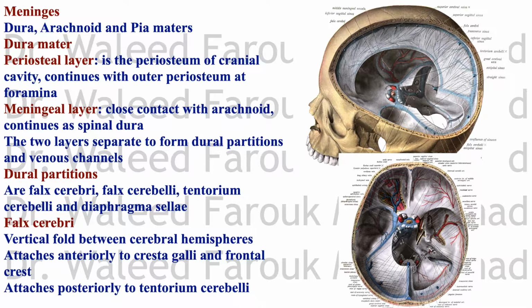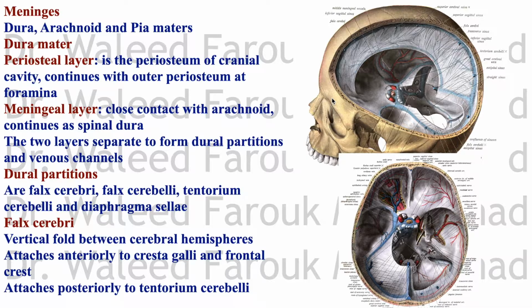The meningeal layer forms folds, as you can see here. It's in close contact with the arachnoid and continues in the spinal cord as the spinal dura through the foramen magnum. The two layers separate to form the dural partitions and venous channels.